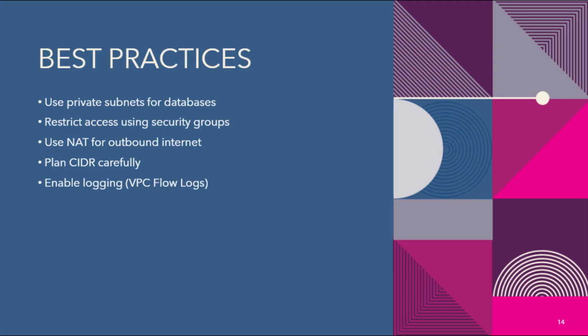Best practices. Some best practices include: use private subnets for sensitive resources like databases. Restrict access using security groups. Use NAT gateway instead of exposing private instances. Plan CIDR blocks carefully. Enable VPC flow logs for monitoring.